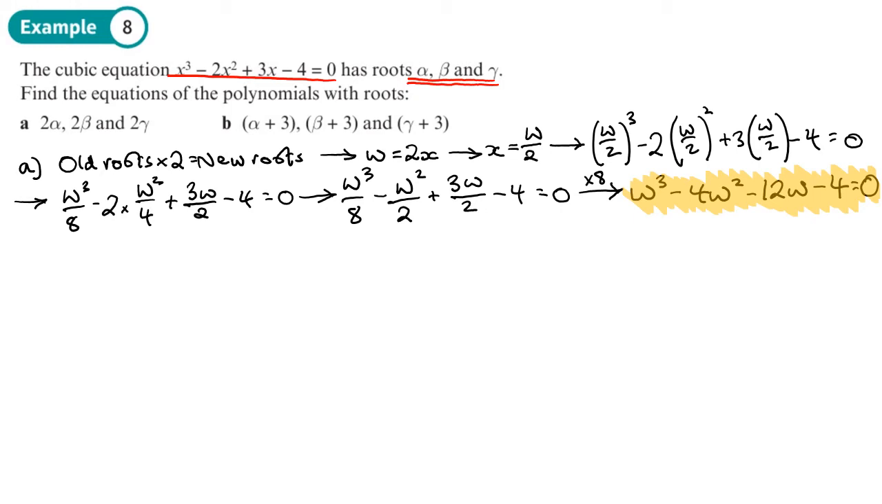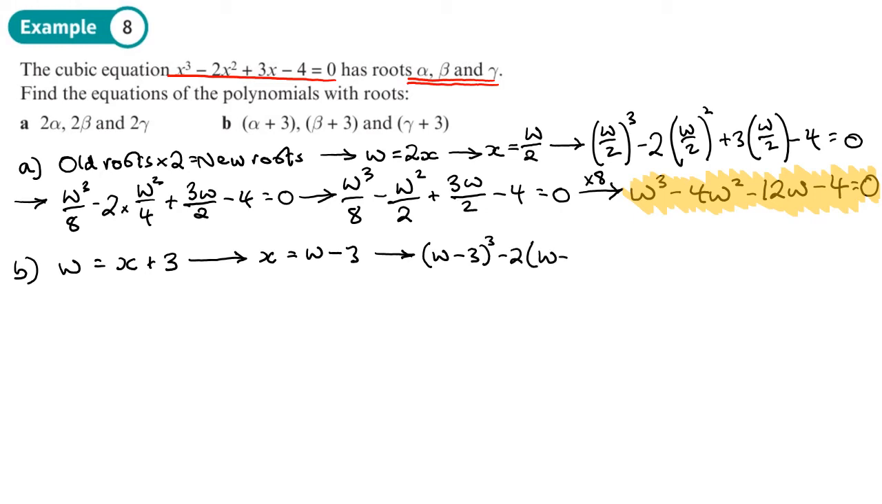We're going to carry out the same method on part B. So the new roots came from the old roots plus 3. So we rearrange that to make x the subject. We substitute that into the original equation. So x gets replaced with w minus 3. That's right. And so the rest is just expanding out and simplifying, right?